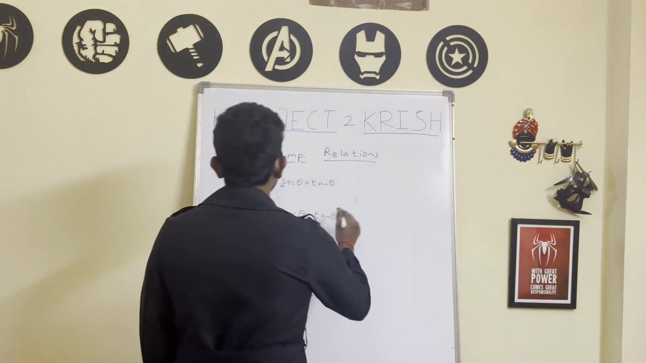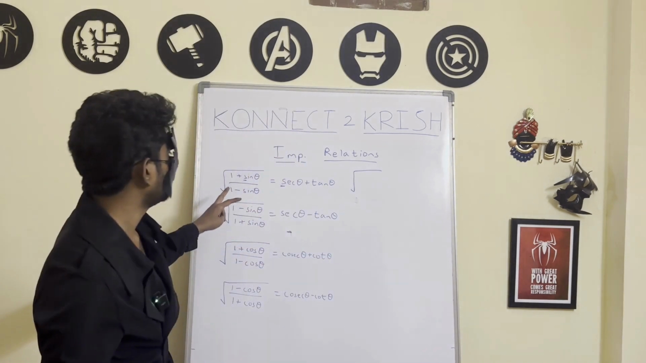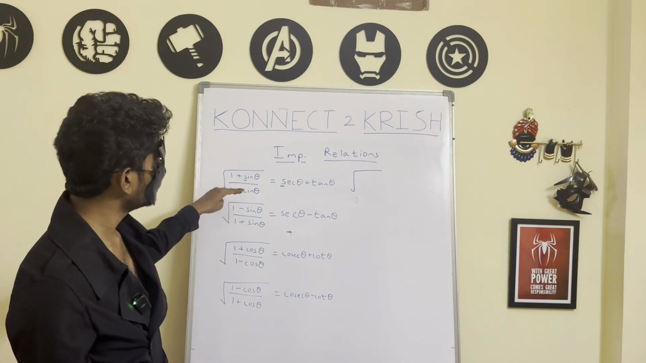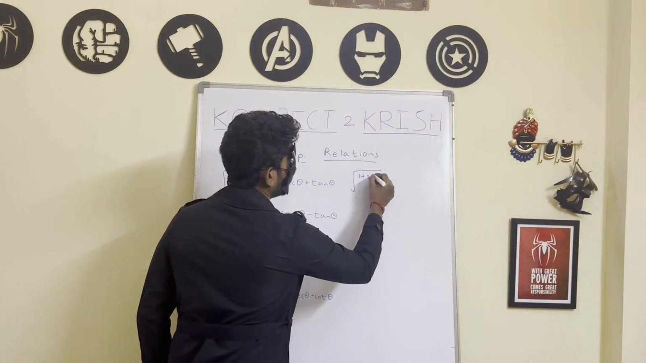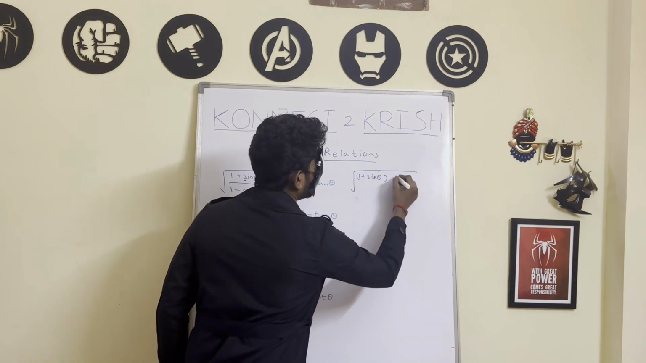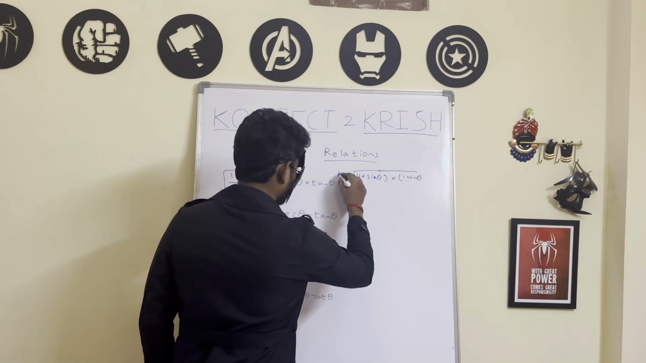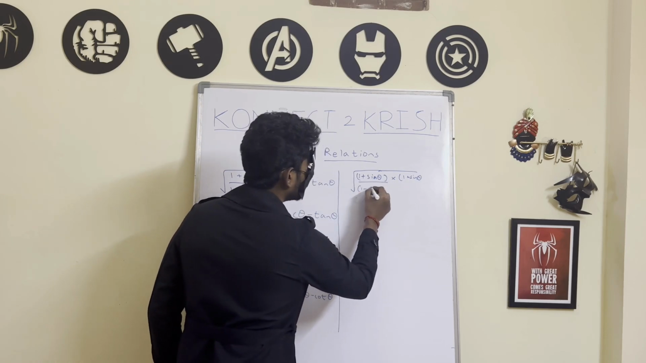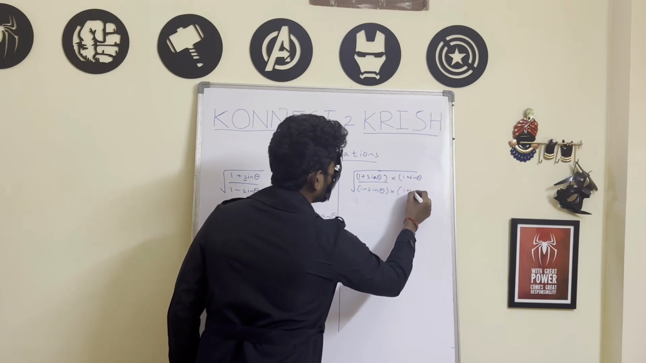The first one, let me prove the first one. So we'll be rationalizing it. I will be multiplying numerator and denominator by square root of 1 plus sin theta. This is nothing but (1 plus sin theta) into (1 plus sin theta) by (1 minus sin theta) into (1 plus sin theta).